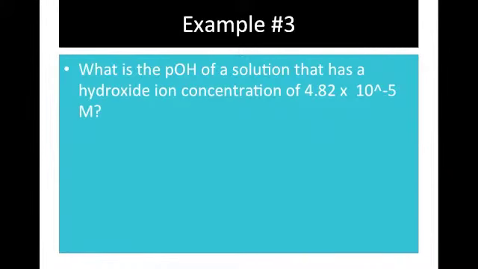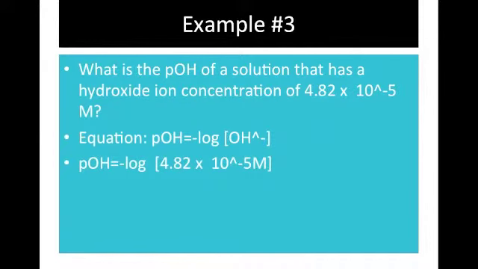Example 3. What is the pOH of a solution that has a hydroxide ion concentration of 4.82 times 10 to the negative 5 molarity? For this problem, the equation you would use is pOH equals negative log of OH. And your pOH equals negative log, and you plug your number given into the equation, and you get a pOH of 4.32.